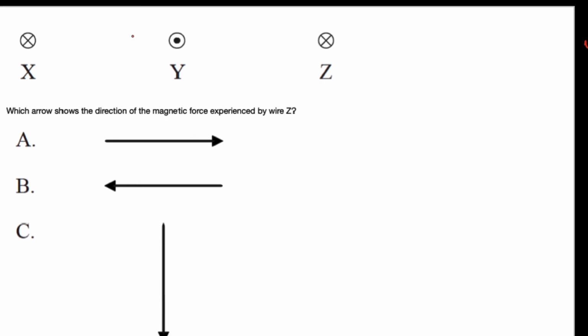Which arrow shows the direction of the magnetic force experienced by Y? Since Y and Z are both pointing into the page, an attractive force will be produced. X is pointing out of the page, so a repulsive force will be produced. But because Y is closer to Z, the force will be pointing to the right. So A is the answer. And you will see why when you get deeper into electricity.